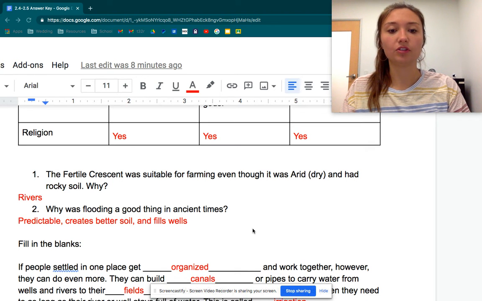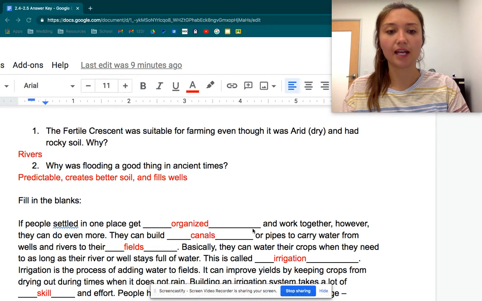The Fertile Crescent was suitable for farming, even though it was arid, dry, and had rocky soil. Why? The answer, rivers.